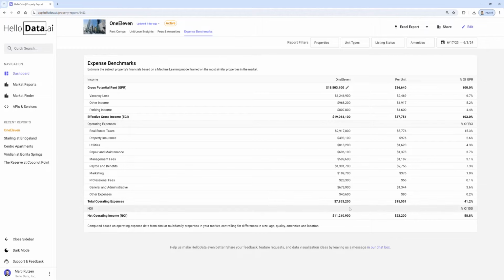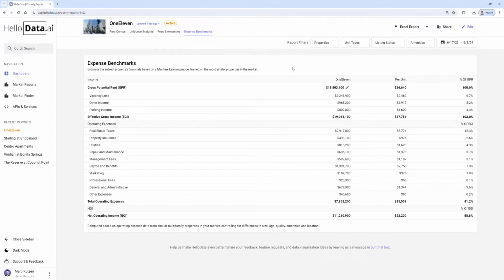The thing to note here, we're not pulling real estate taxes from county records, right? We're generating that line item based on the machine learning model. So if you have the actual taxes, it's going to be more accurate than what we're showing here. If it's a new development, though, this will give you a really good sense of what it might look like if that were completed today.